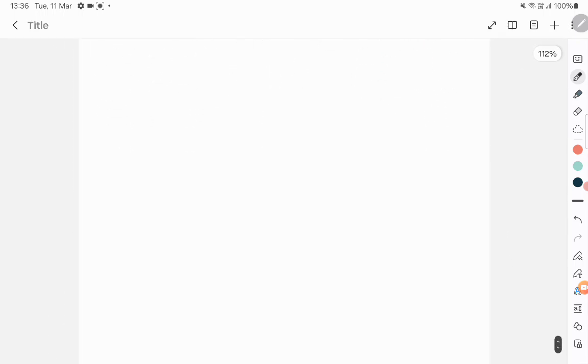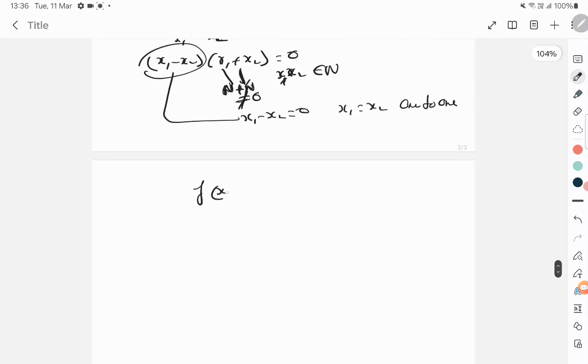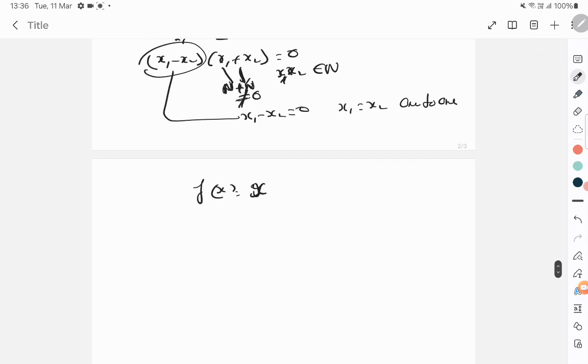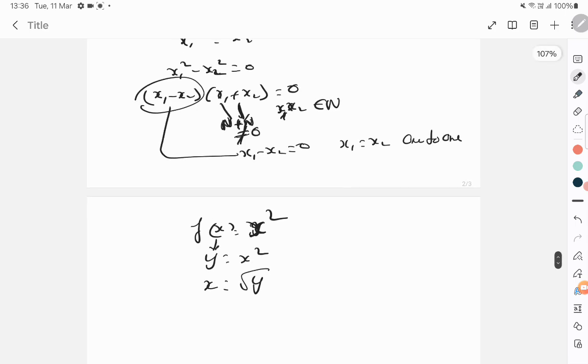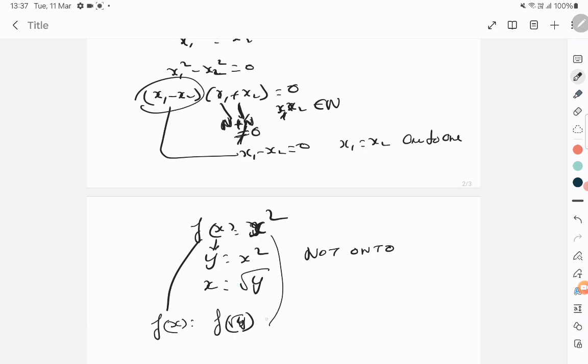For onto, always you should write f of x is equal to y. f of x is equal to x square here, but f of x is nothing but y. So instead write y is equal to x square, right? What is x? x is root y. But you know it is not onto, right? So then take f of x, where x itself is root y, and substituting it in the question, f of x is x square means f of root y will be root y the whole square, which will just be y. You're getting it to be like onto, but you know it's not onto.